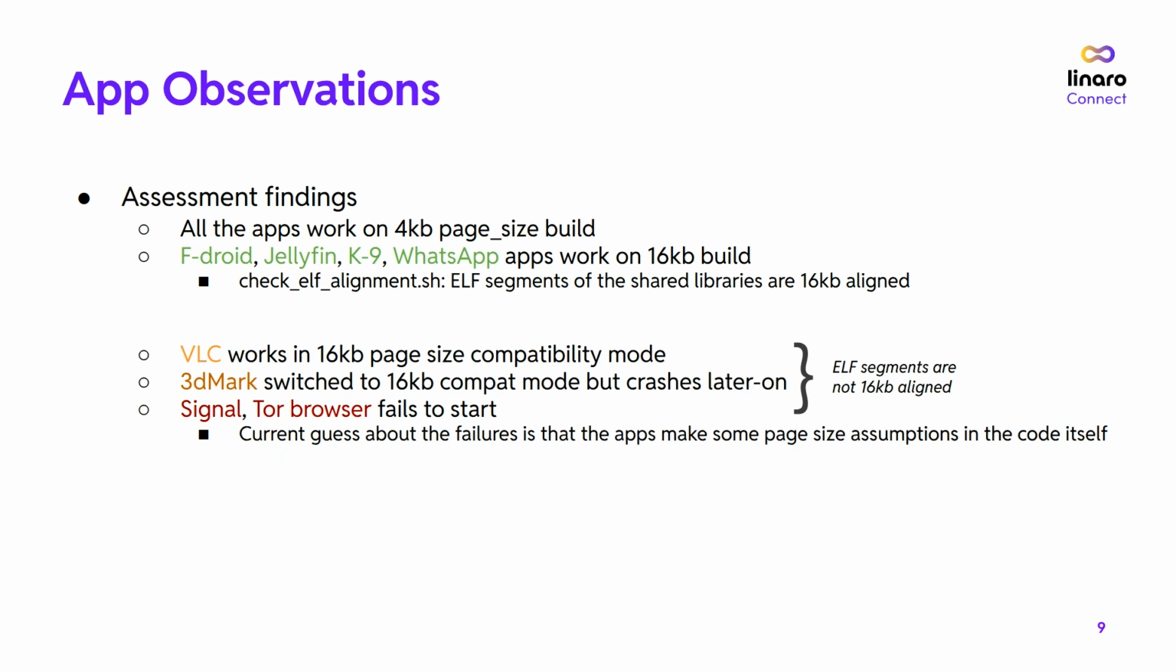A quick look at the native libraries revealed that the native libraries were already 16K aligned. There's a shell script in the AOSP code base which can be used to find out the library alignment of an app. The rest of the apps do not have their ELF segments 16K aligned, but we were counting on the 16K compatibility option in Android to do the magic and make the applications work, and that worked for VLC. VLC worked in 16K page size compatibility mode.